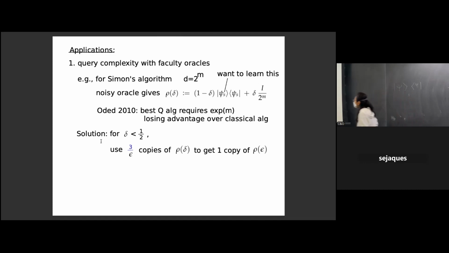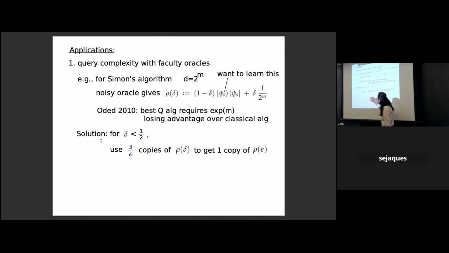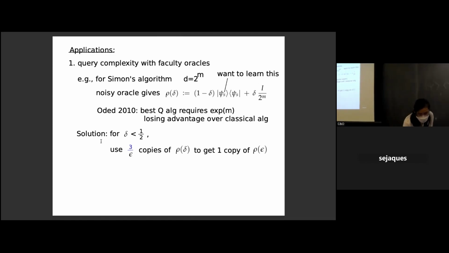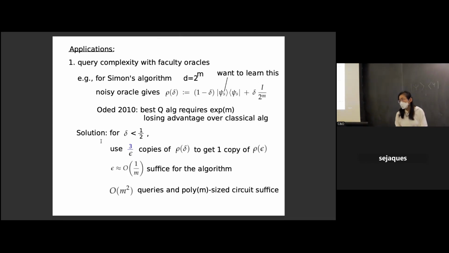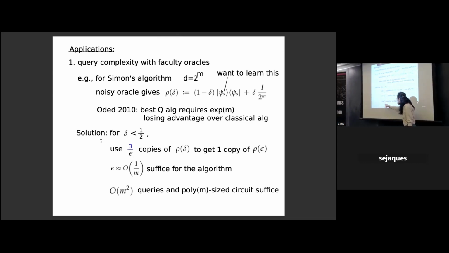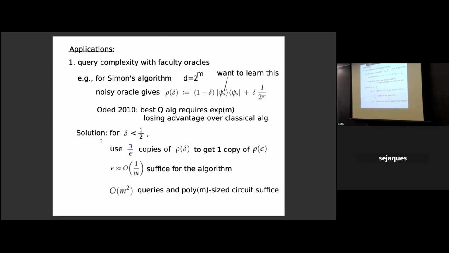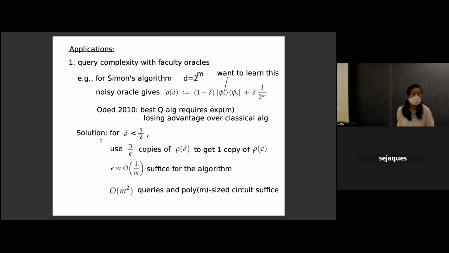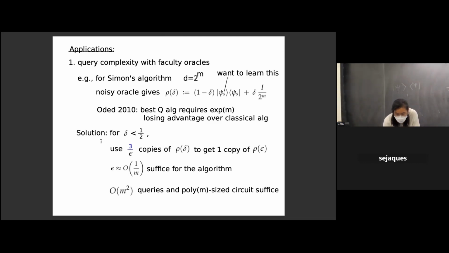So it turns out that for delta, you can use roughly speaking 3 over epsilon copies of the noisy state. You get 1 copy of the rho epsilon, and take epsilon to be 1 over n. Then we will have to perform n squared queries instead of n queries for Simon's algorithm. But we at least retain the polynomial size in the number of queries that we need. So we restore the quantum advantage from exponential to polynomial for this particular problem. And I think this is the main motivation we had at the time.